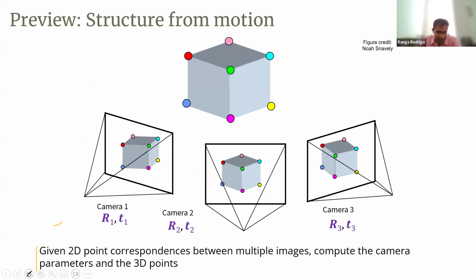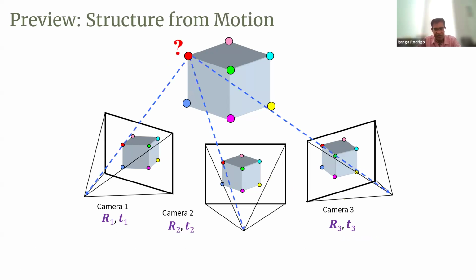Given 2D point correspondence between multiple images, compute the camera parameters and the 3D points. That means these correspondences are given. That means we know that this red matches with this red, matches with this red. Those things we know. For all the points, we know these matches. And we want to find the 3D points corresponding to them as well as these camera parameters. This is called the structure from motion problem.